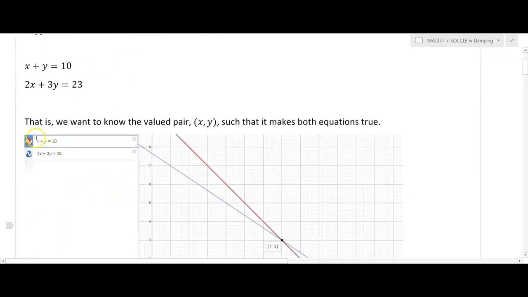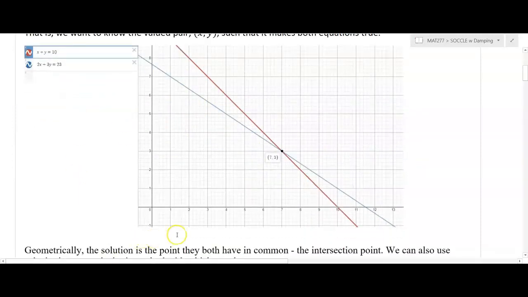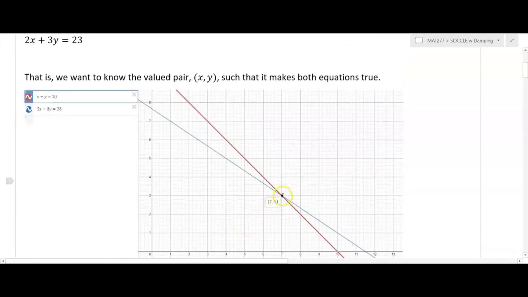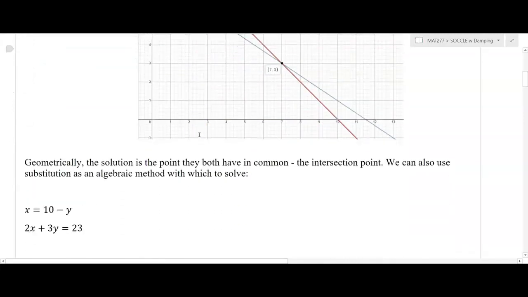There are a couple of ways you can solve this. One way is to drop both of the equations into a graphing application and find their intersection point. Here we see that 7, 3 is the point that both equations share in common. Geometrically, the solution is the point that they have in common, which is the intersection point. So 7, 3 is on both lines, therefore 7 plus 3 equals 10, and 2 times 7 is 14, 3 times 3 is 9, and 14 plus 9 is 23. So that point 7, 3 makes both equations true.